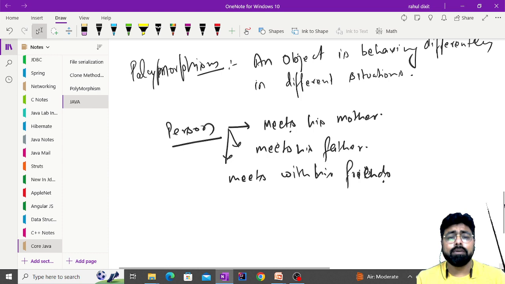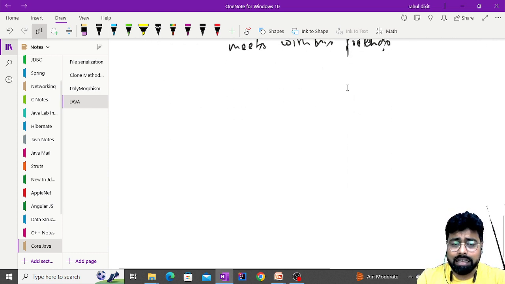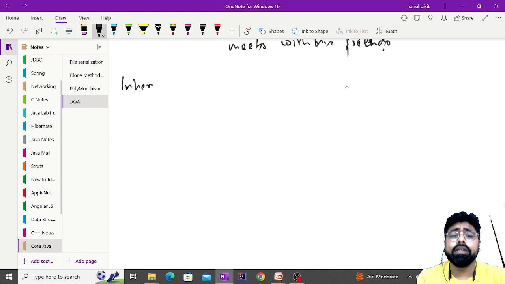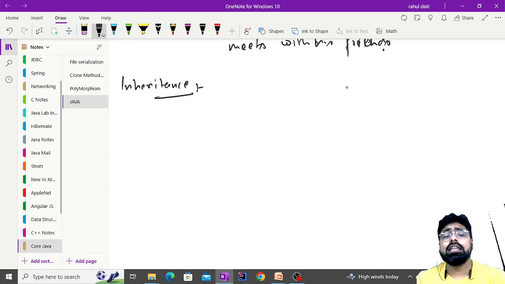How many types of polymorphism are there? How is polymorphism achieved in Java? We will discuss in further classes. The next property is inheritance. What is inheritance actually? Everybody in life is acquiring something from somewhere. The student is acquiring some properties and behavior from the teacher as well as his father, and from whomever he meets, he inherits something. That is the layman example.